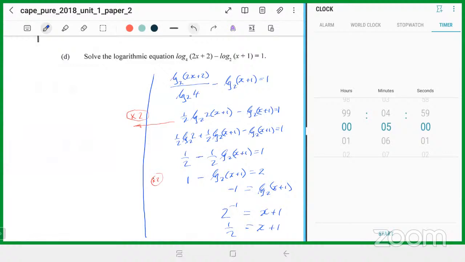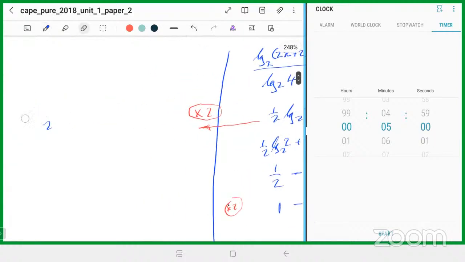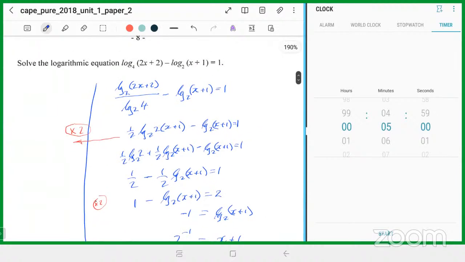This becomes log to base 2 of 2 into x plus 1, minus 2 times this. Let's zoom it up a bit. Right, so I multiply this. I'm going to copy this over this side first. Let's copy it.